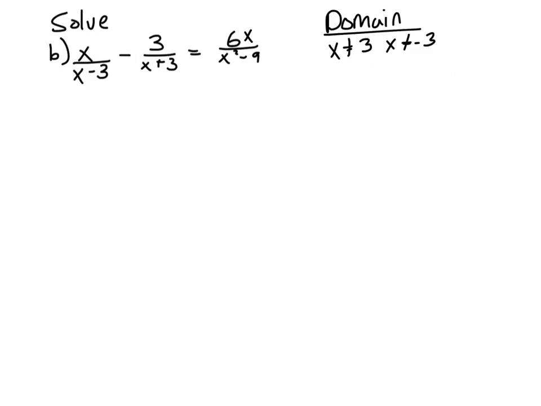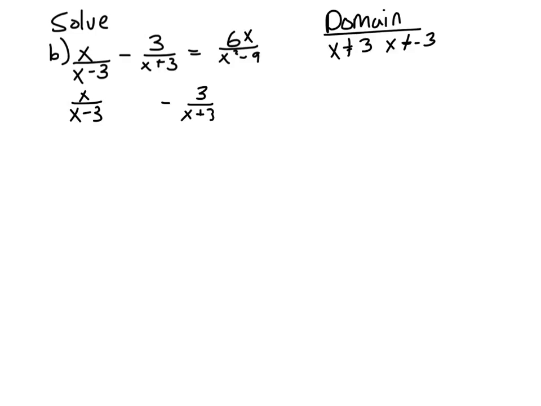Alright, so let's go ahead and solve this. First thing I'm going to do is bring the 6x divided by x squared minus 9 over to the left-hand side. So I'll have everything on one side of the equation.